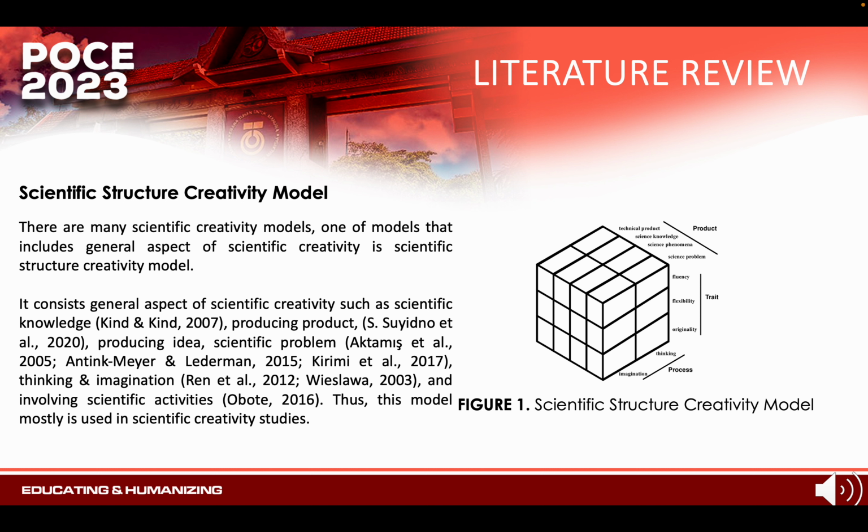The scientific structure creativity model consists of general aspects of scientific creativity if we compare it to other scientific creativity models, such as scientific knowledge, producing product, producing ideas, scientific problem, and then thinking and imagination, and also involving scientific activities. Thus, this model is mostly used in scientific creativity studies.